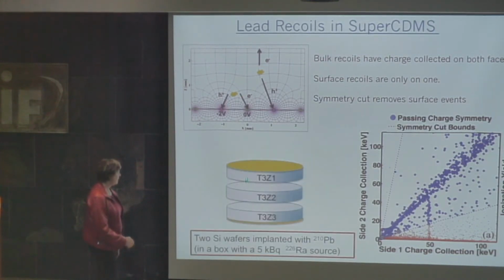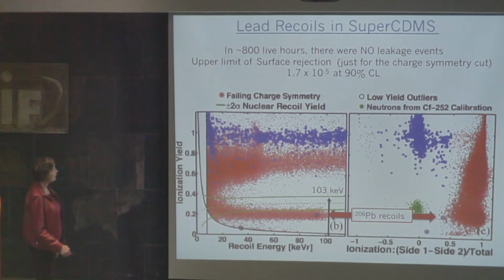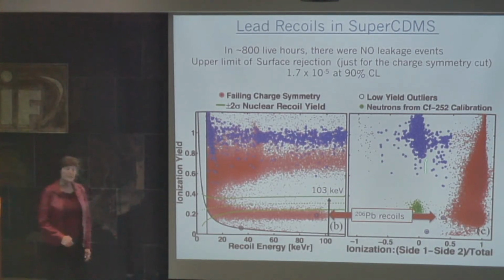But we actually made little wafers that were implanted with lead-210, and the way we did that was just stick those wafers in a box with radon. We let it plate out, and then we had sources, and these sources were used to give ourselves a lot of surface background. Usually we don't have that much surface background. If we put enough surface background on there, we can actually decide how well we reject surface backgrounds. That was the whole point of this exercise.